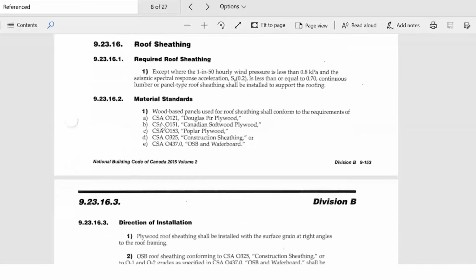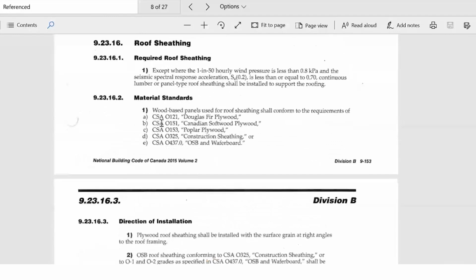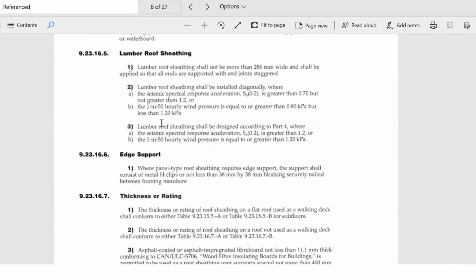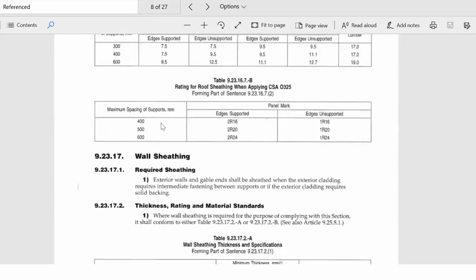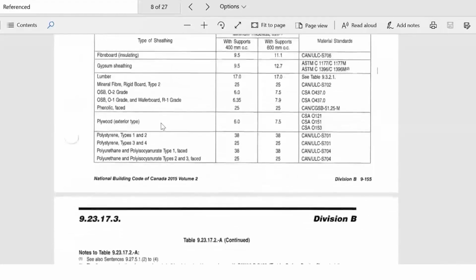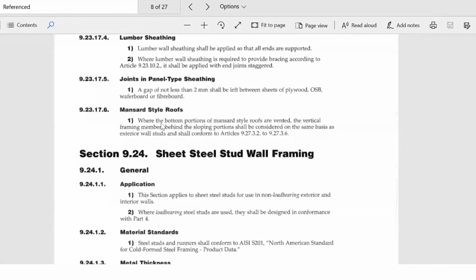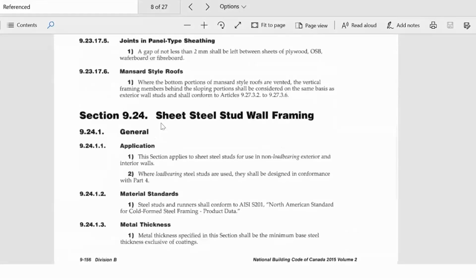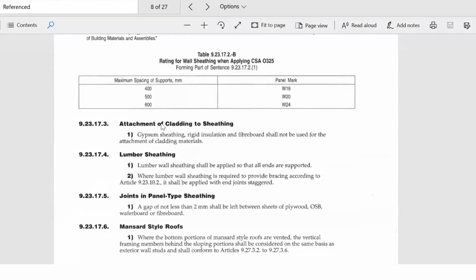And we go on to roof sheathing, material standards. Again, we have required sheathing in terms of performance, when it is required, and how to install it, what thicknesses to use and limitations. Now we've got wall sheathing. I'm going quickly through that because we're not going to do the design of the building. We're just identifying critical elements of wood frame construction, and this completes the wood frame construction.